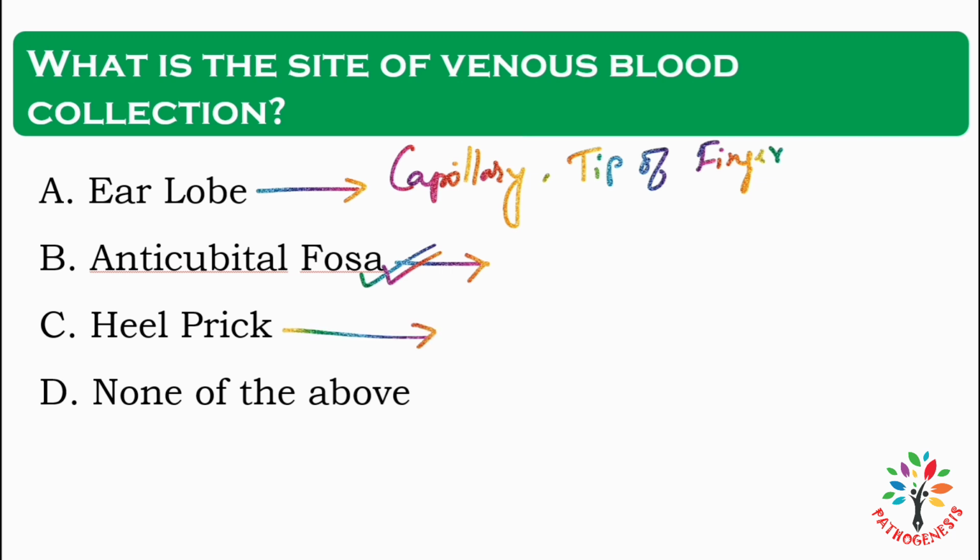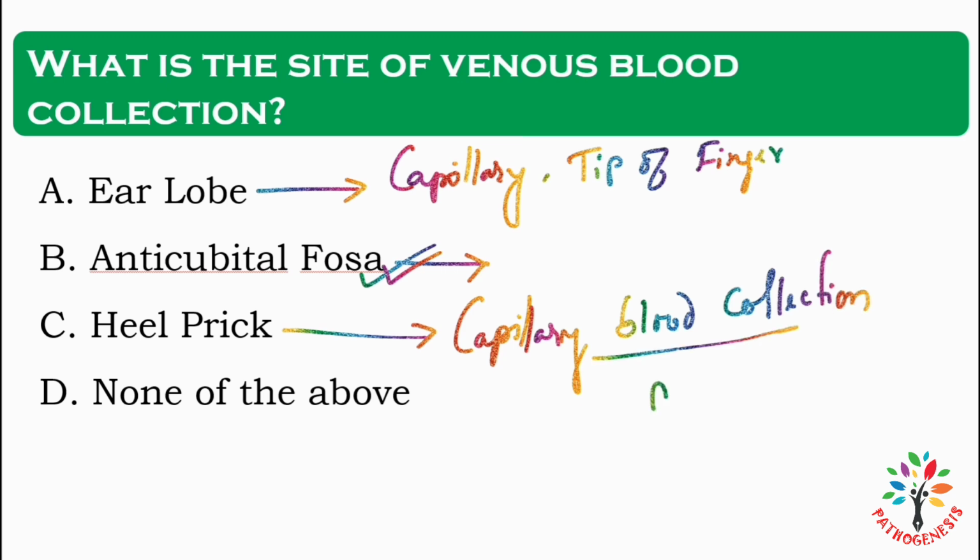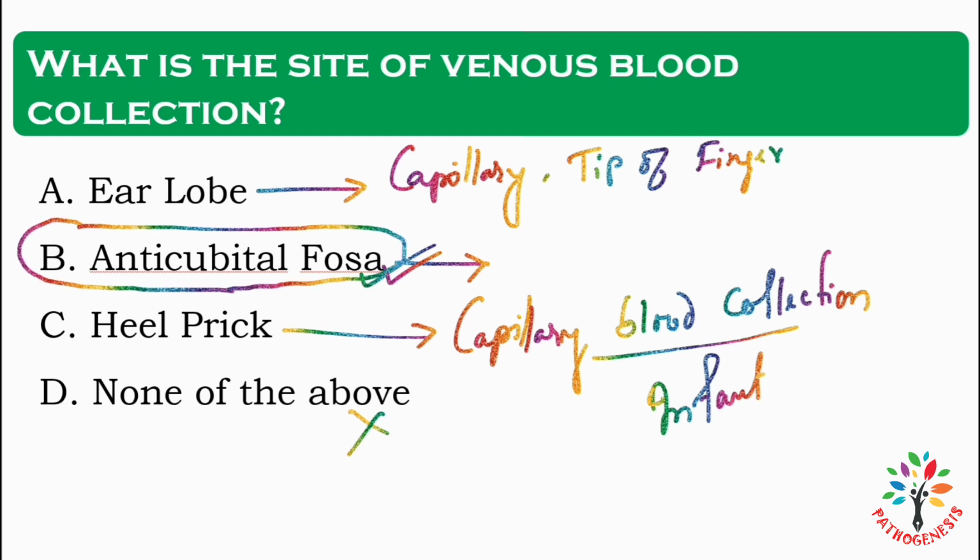Heel prick can also be used for capillary blood collection, especially for infants. If you want to collect capillary blood in an infant, then you can perform a heel prick. None of the above is not applicable here. So the best option is B, antecubital fossa. You can collect venous blood from the antecubital fossa.